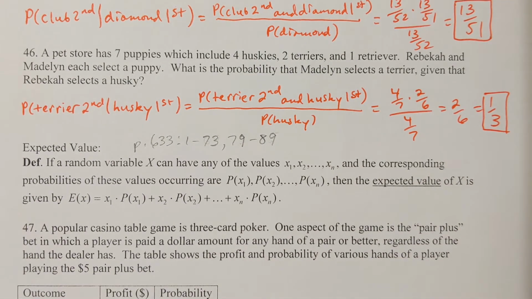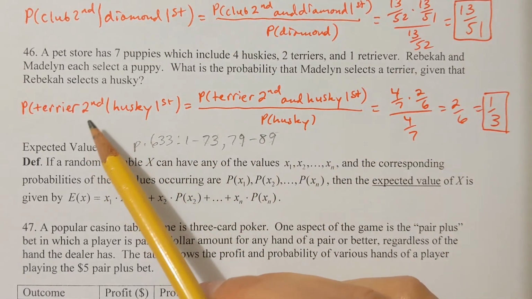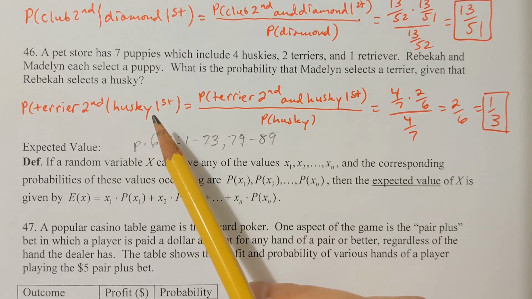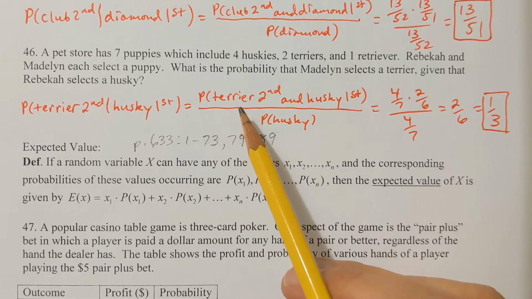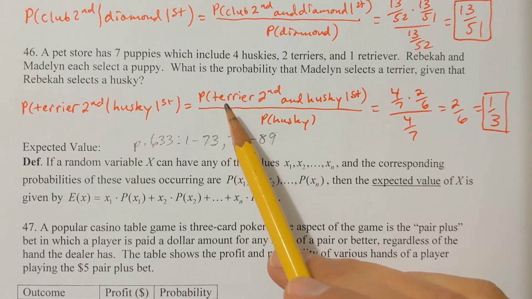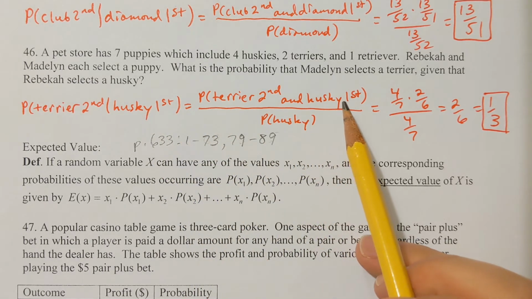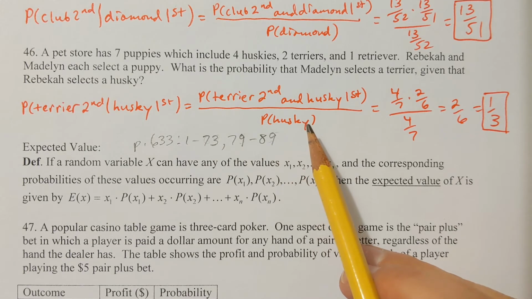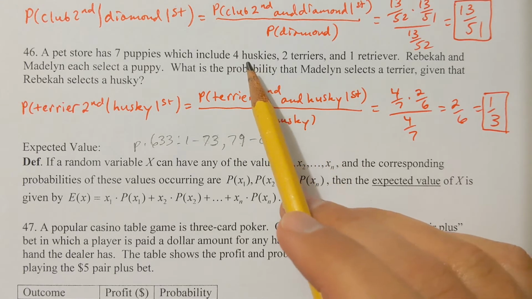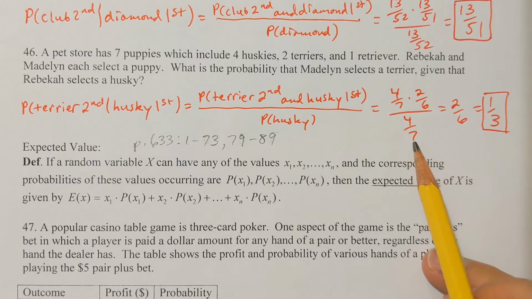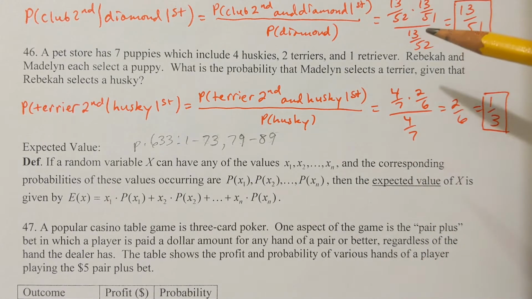Problem 46, a pet store has 7 puppies, which include 4 huskies, 2 terriers, and 1 retriever. Rebecca and Madeline each select a puppy. What's the probability that Madeline selects a terrier given that Rebecca selects a husky? So the probability of getting a terrier second, given that a husky was selected first. This is a conditional probability, so I need to find the probability of getting a terrier second and a husky first divided by the probability of getting a husky first. Well, there's 4 huskies, so 4 divided by 7 would go in the denominator there.